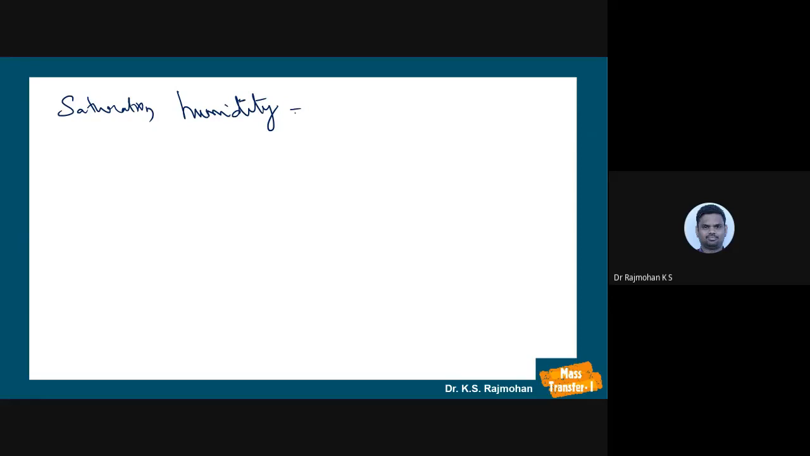So the saturation humidity is equal to Hs. Okay, so we have the vapor pressure. What is that? Vapor pressure divided by total pressure minus vapor pressure, that is Pa naught by P minus Pa naught. That will be our saturation humidity. So 118 by 760 minus 118 gives us the saturation humidity.